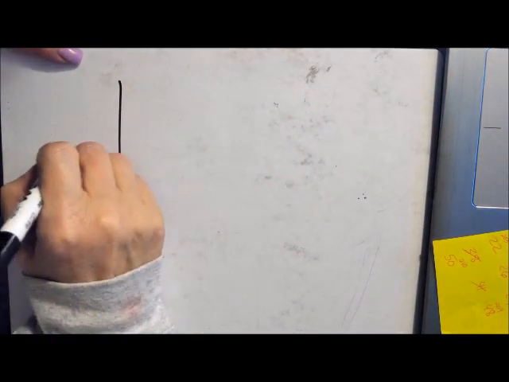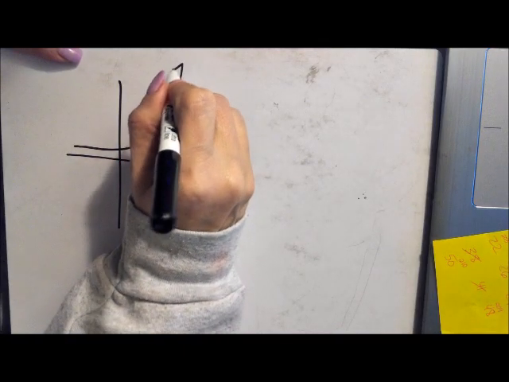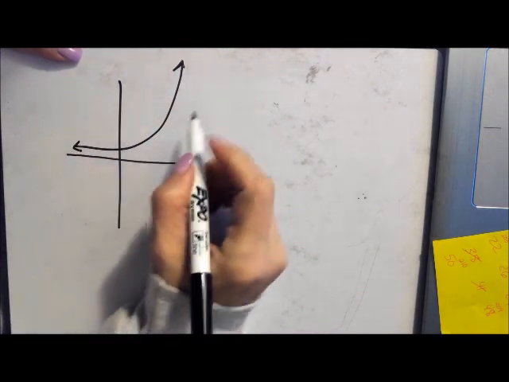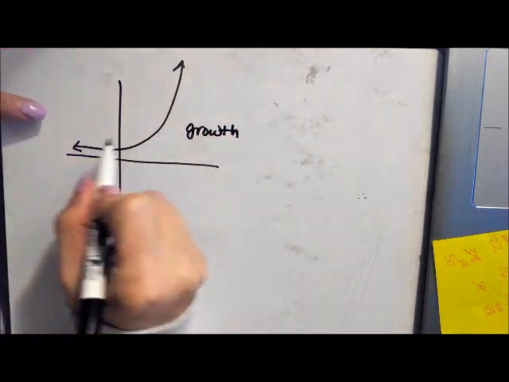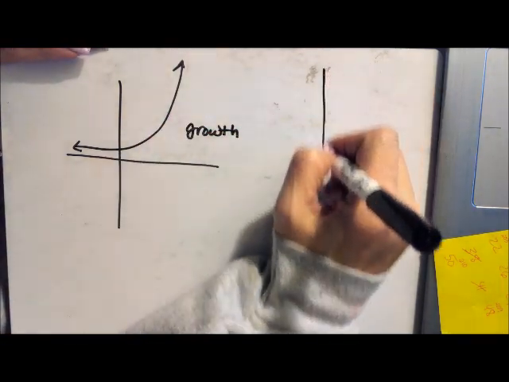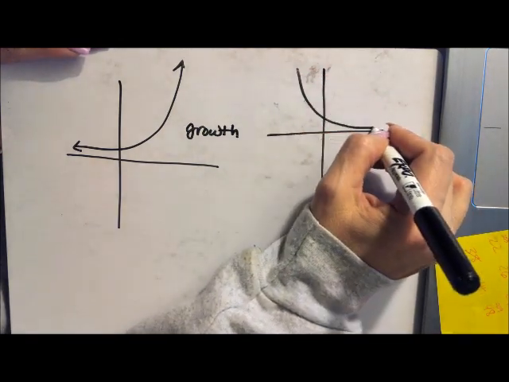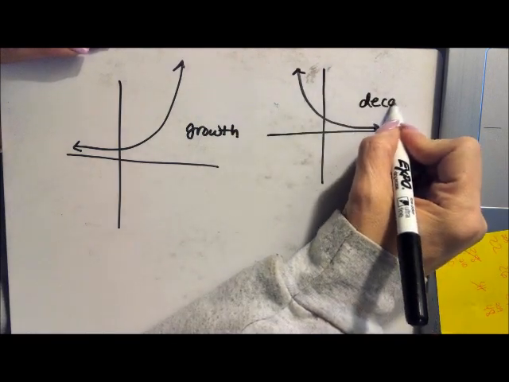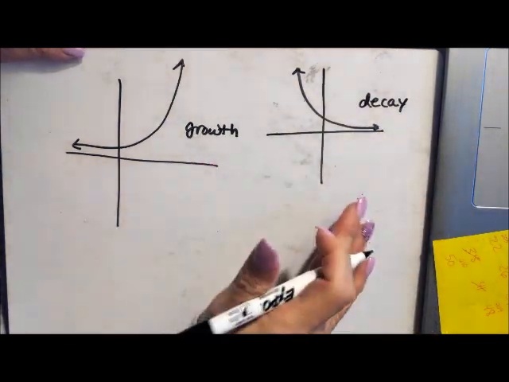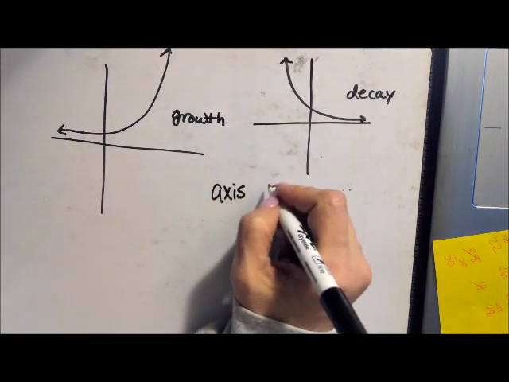Remember, exponential functions either started low and then shot up really fast. We called this a growth, because reading from the left to the right, this is growing bigger. Or we called it a decay, where it started big and then came down and got low. Decreasing, growing, decreasing.